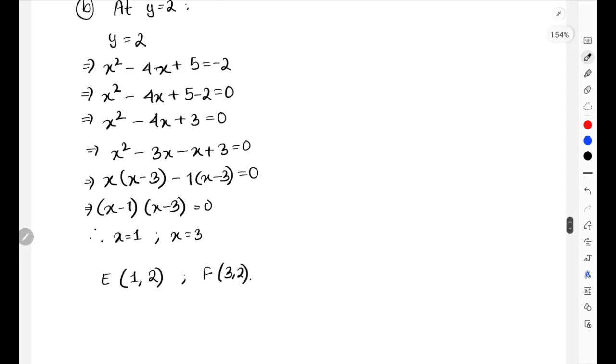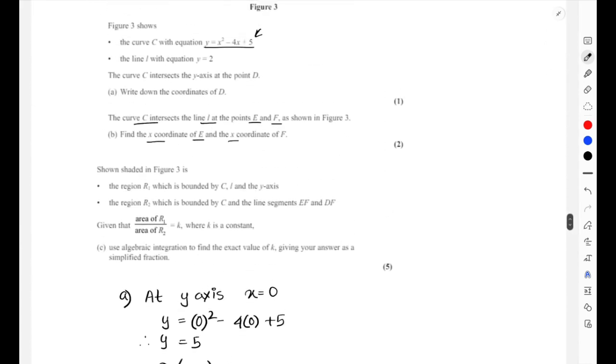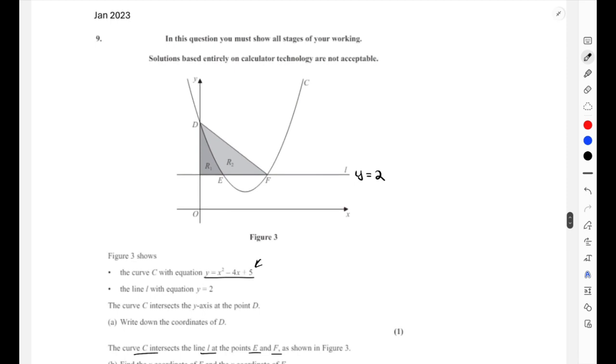Now again, after this, if you go back to your graph, it says that the region R1 is bounded by C, L and the y-axis, and region R2 is bounded by C, the line segment EF and DF. We need to find the ratio of R1 and R2, which is represented as K. You have to find the value for K using integration. Now you can calculate that easily.